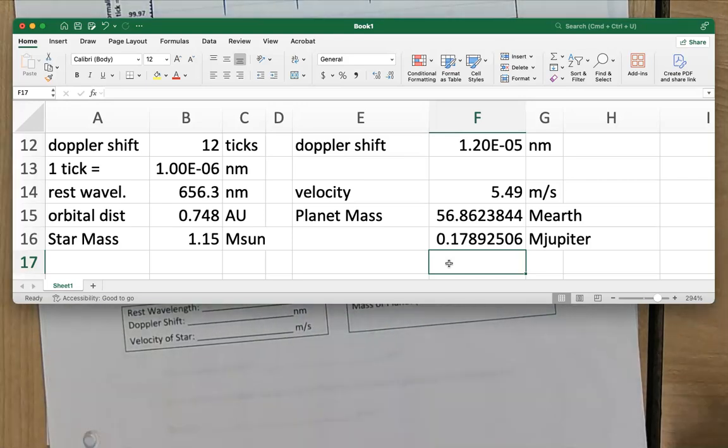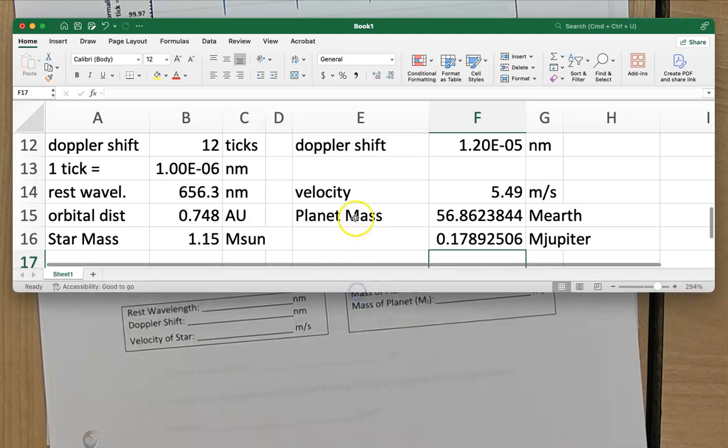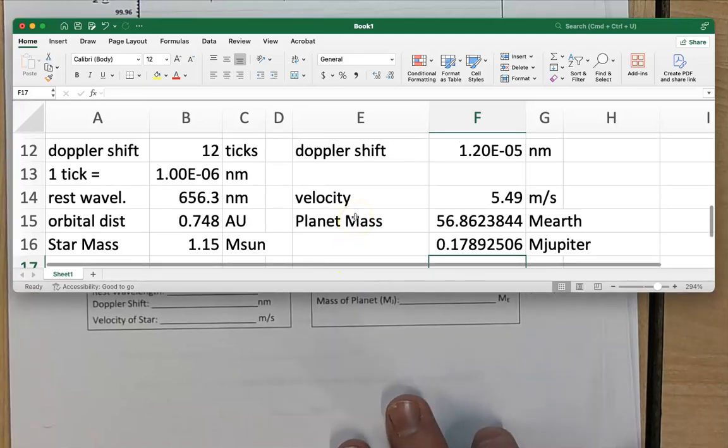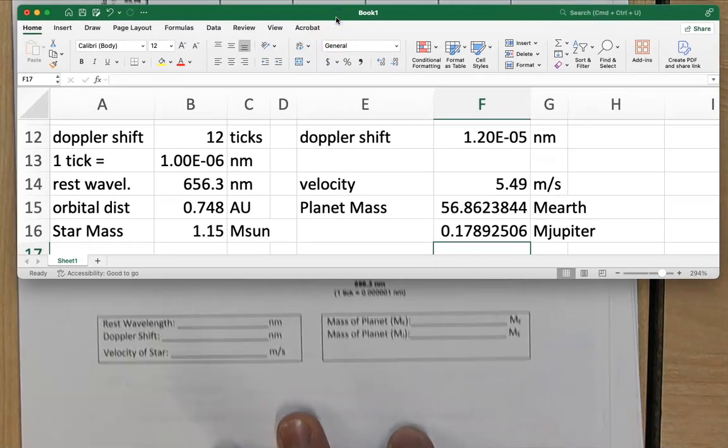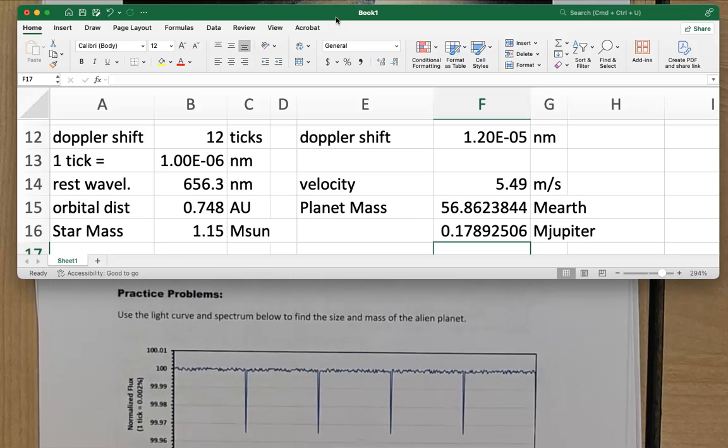All right. Then I'm going to clean this up a little bit and make a little room.